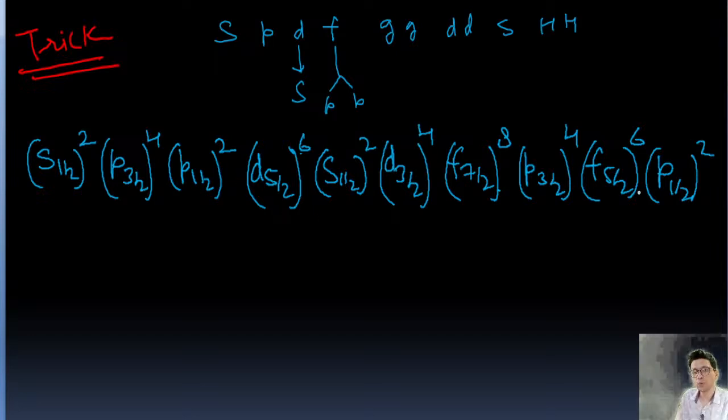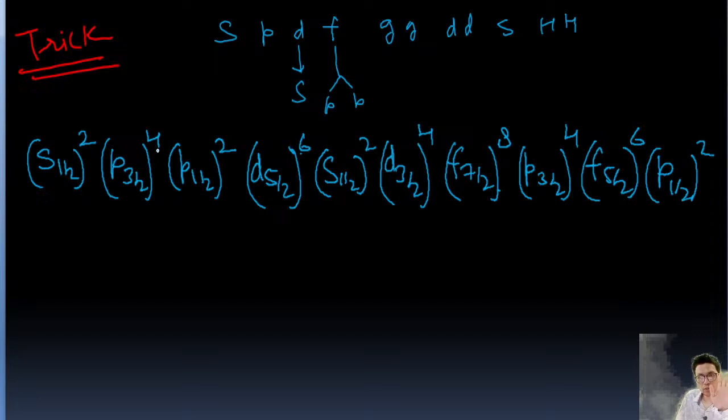At least if you know the configuration till this point, you can solve all the questions, but it is good to know this as well. So understand this: S 1/2, there would be only 2 electrons in S. For P, there would be 2 levels, P 3/2 and P 1/2.